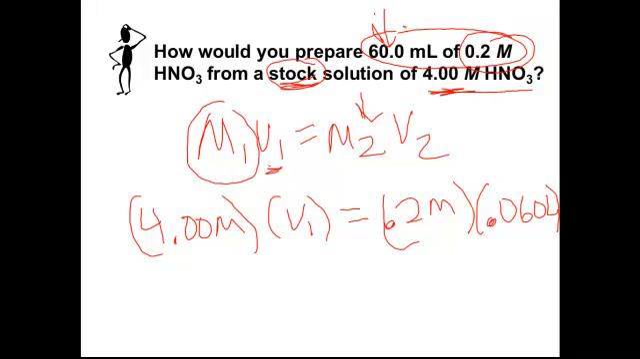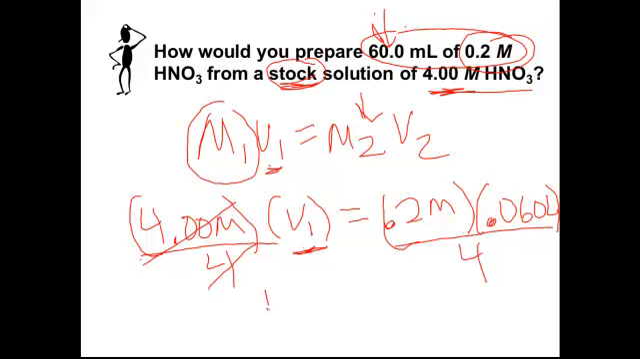So now to solve this problem, I need to get V1 by itself. In order to do that, I'm just going to divide both sides by the 4 molar. So that whole thing cancels. So V1 is equal to, now I'm going to pull out my calculator, 0.2 times 0.060 divided by 4.